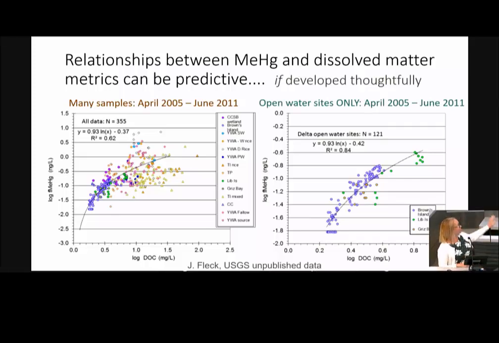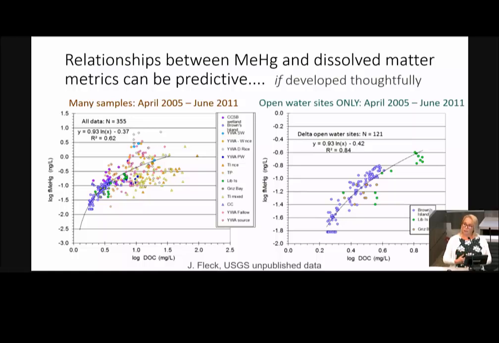The first on the left is many samples, about 355 samples, collected over a variety of different seasons and different years from April 2005 to June 2011. And this is across many different environments in the San Francisco Bay and Delta. So these are lentic environments, wetland environments, open water environments. There's some relationship going on between these constituents, but it is not quite as simple as just a linear model.